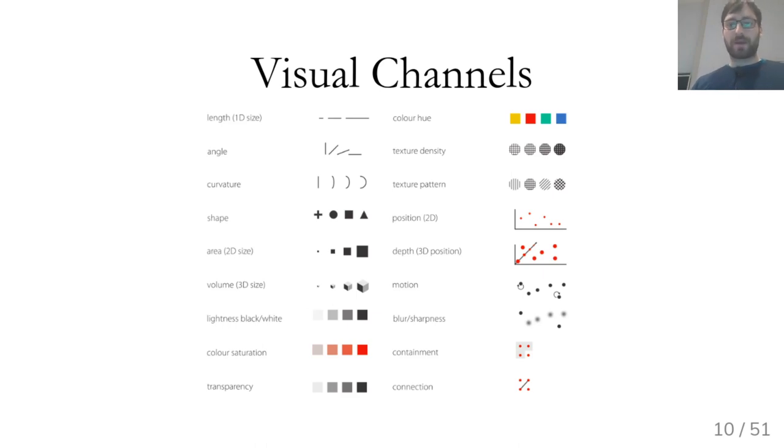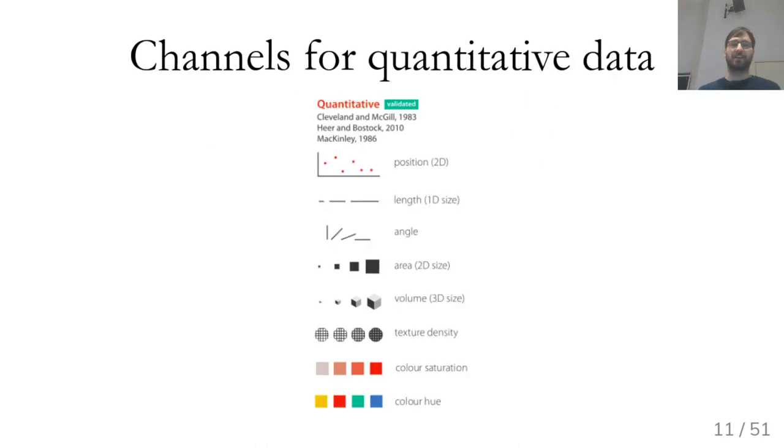One thing that you should keep in mind is, in particular for quantitative data, meaning continuous data, there's a pretty clear hierarchy of these. There have been several works that study how human perception works and what things work well. Position is by far the strongest cue. Comparing the position of things is much easier than comparing anything else. The second is length, and third is angle, and fourth is area.